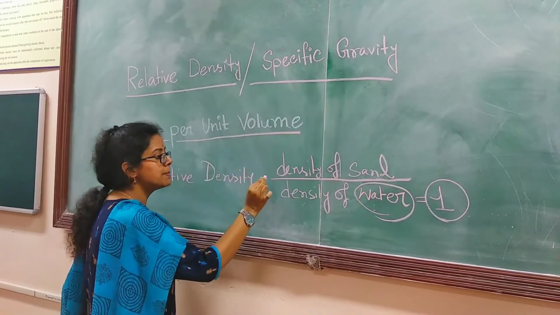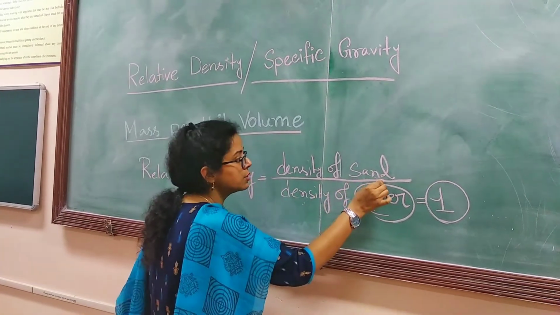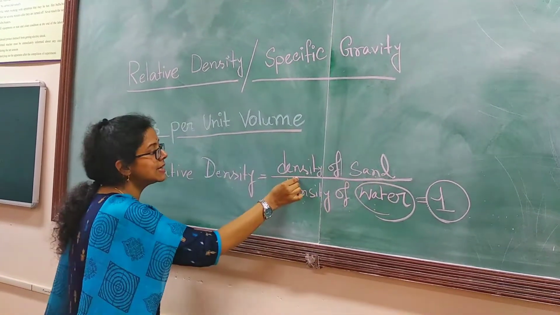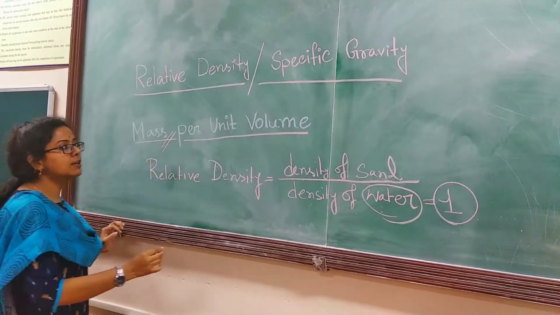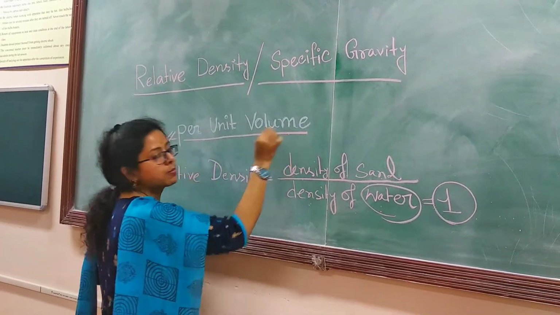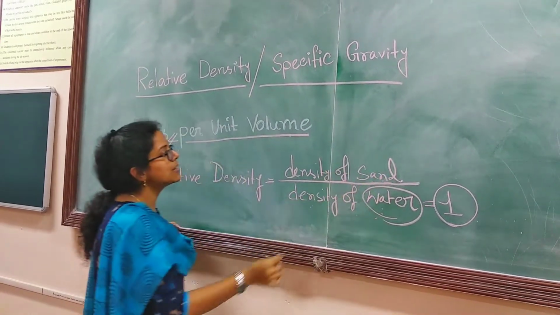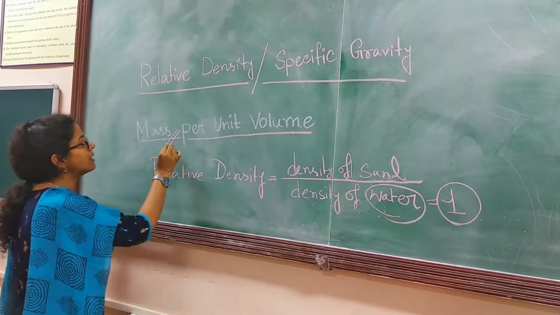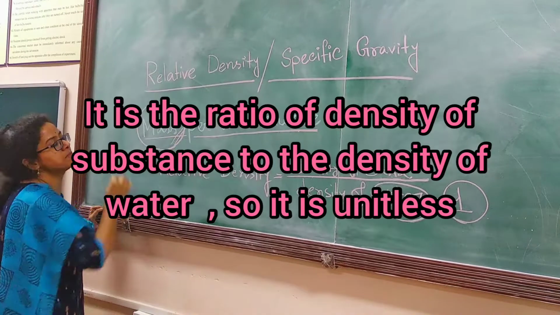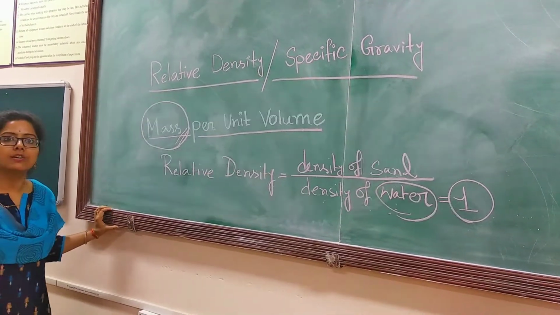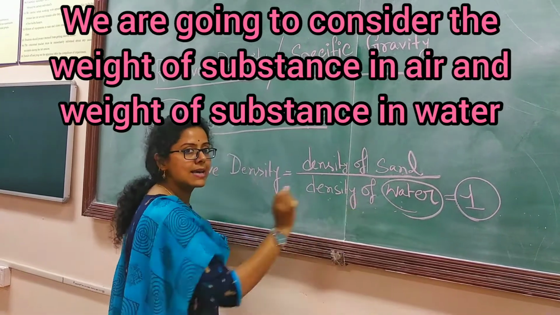Whenever we are going to measure the relative density of the sand, that density is equivalent to the mass. So we are going to consider the exact volume of water and the exact volume of sand. So we can cancel the volume, and the density will be equivalent to the mass of the object and the mass of water only. So this way we are going to perform our experiment.